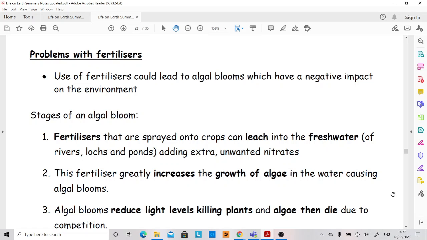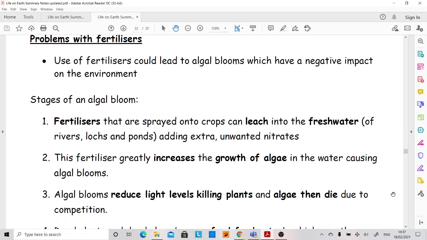The problem with fertilisers is that they can lead to something called an algal bloom. You might have seen an algal bloom if you've ever seen a bit of stagnant water that's not moving, so maybe a bit of a pond, where it looks all green on the top, as if there's green stuff floating all over it. That's an algal bloom. Algal blooms are damaging. We'll see why in this list below.